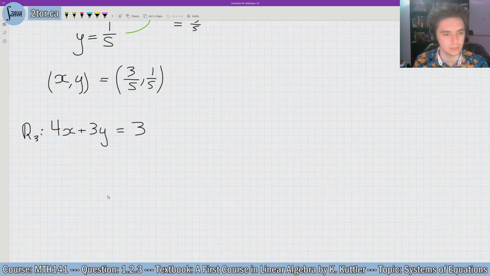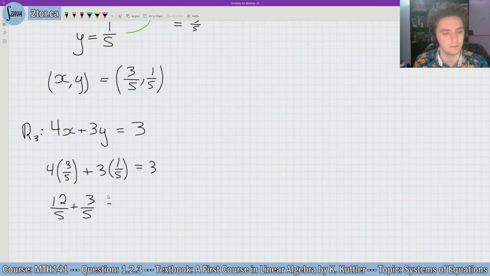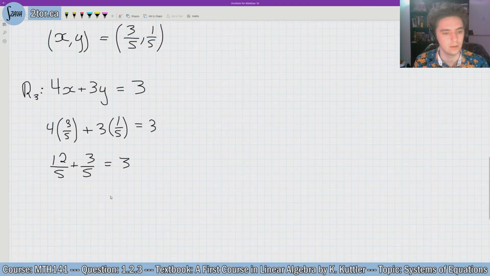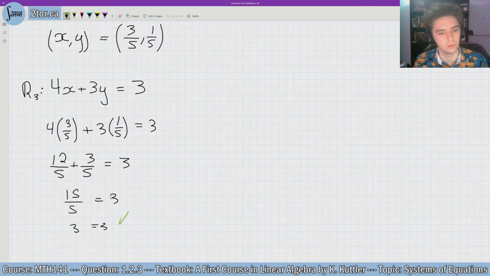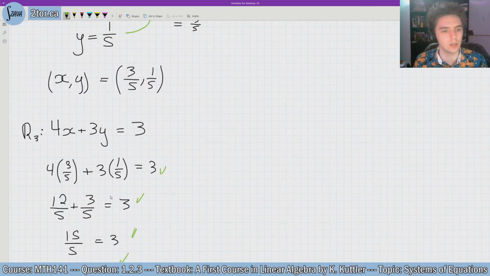So let's substitute that in. It's 4 times 3/5 plus 3 times 1/5, which should equal 3. That's 12/5 plus 3/5, so 15/5 should equal 3. 3 equals 3. Good. So this is true, and what that tells us is that this point is on this line.